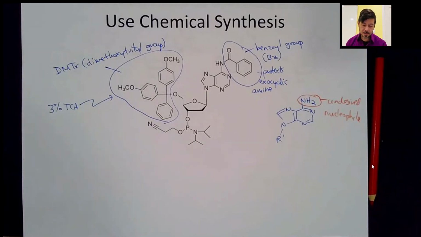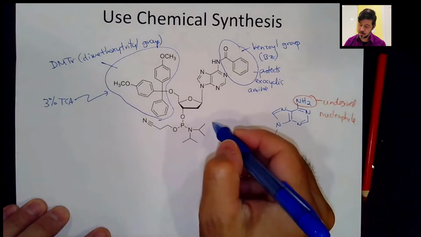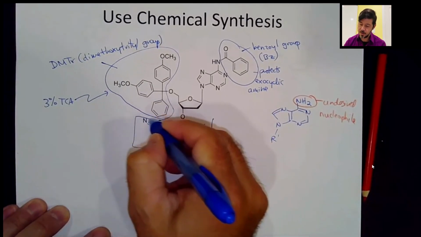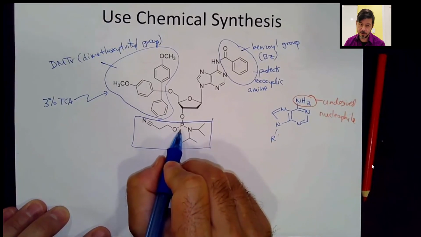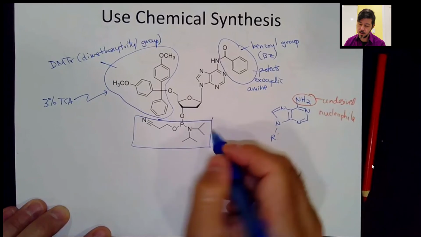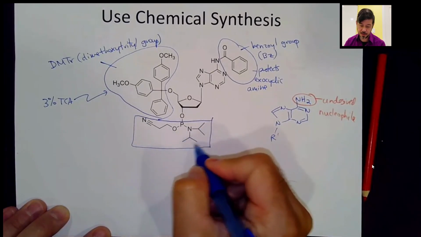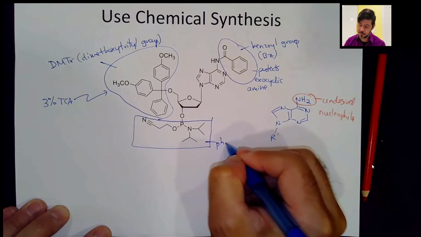And then the last group attached to this is this group here. And we talked about the phosphorus being electrophilic. So this is an electrophilic phosphorus. There's a couple different R groups attached. We call this a phosphoramidite. Very electrophilic in the presence of acid.